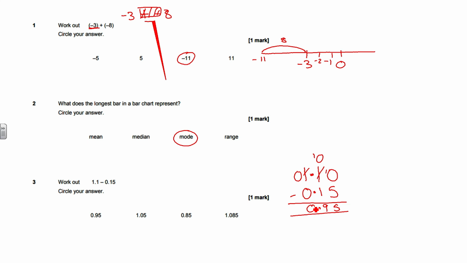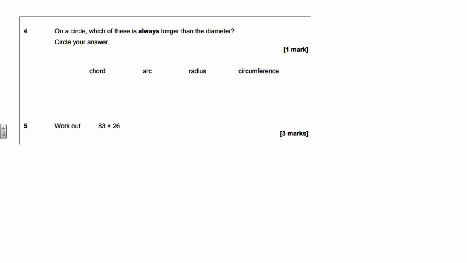So we've got 0.95. As I say, a lot of people manage just to figure that in their head, kind of thinking, right, 1.1 take 0.1 is 1, then 1 take 0.05 will be 0.95, and they just figured it that way, which is useful if you can do it.